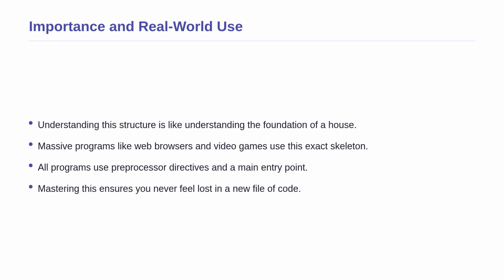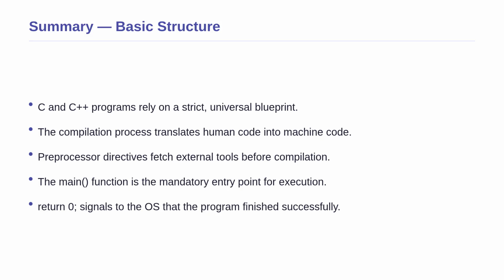So, why does all of this matter? Understanding the basic structure of a program is like understanding the foundation and framing of a house. In the real world, software engineers work on programs that are millions of lines long, such as web browsers, video games, or banking systems. Despite their massive size, every single one of these complex systems relies on this exact same basic structure to function. They all have a main entry point, and they all communicate success or failure back to the operating system. Let us review the key takeaways from today.